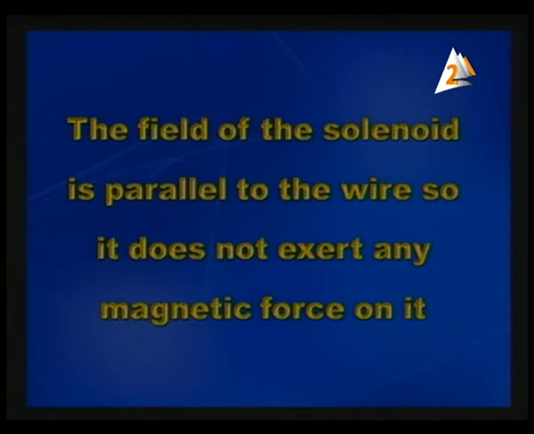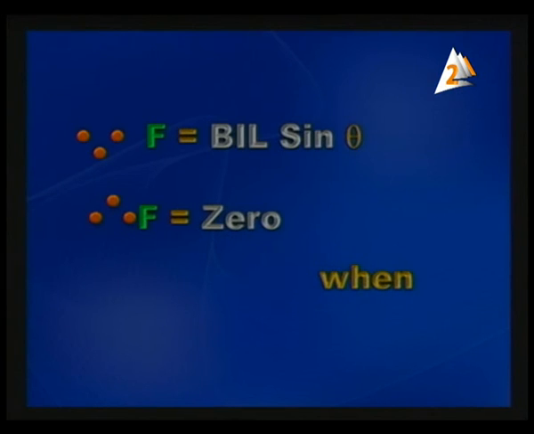The field of the solenoid is parallel to the wire, so it doesn't exert any magnetic force on it. Since the force is determined from the expression BIL sine theta, the force is equal to 0 when theta is equal to 0, as sine 0 is 0.